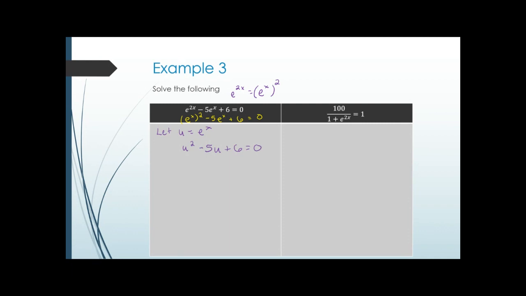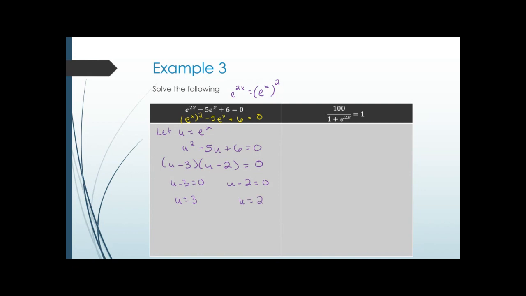So this is factorable. So I'm going to factor this. This factors to u minus 3 times u minus 2 equals 0. So negative 3 times negative 2 is 6. Negative 3 plus negative 2 is negative 5. And so now I'm going to set each of these equal to 0. So I have u minus 3 equals 0, u minus 2 equals 0, and then I'm going to solve for u. So u is equal to 3, and u is equal to 2.